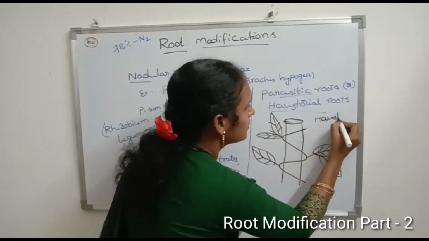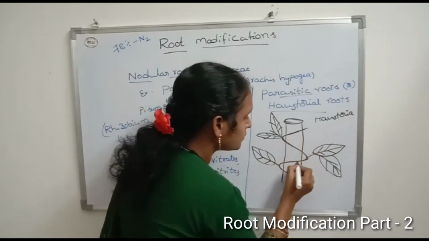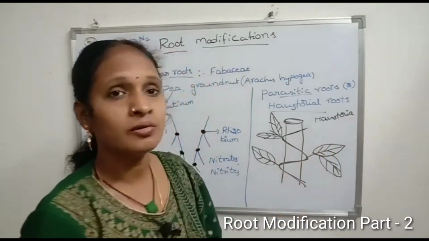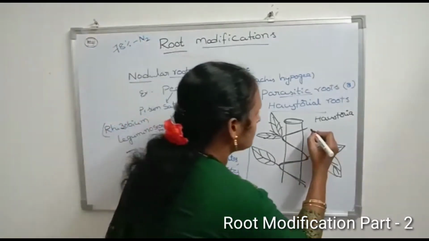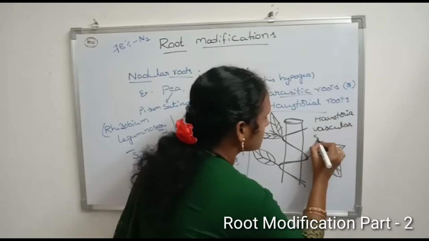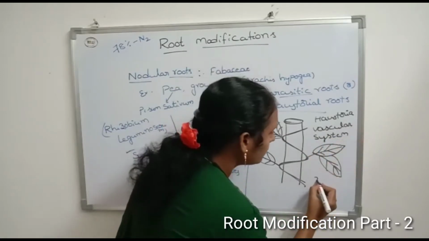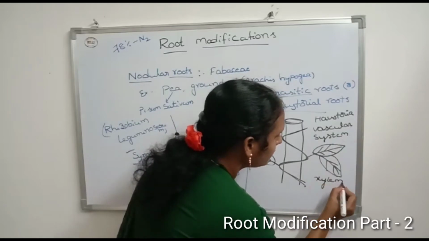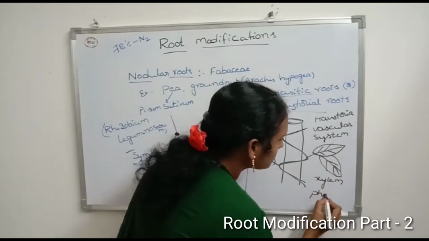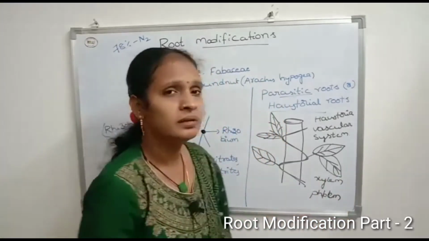The roots are modified to haustoria. These haustorial roots penetrate into the host vascular system. In this vascular system, they reach the xylem and phloem. Xylem provides the water and phloem provides the food.